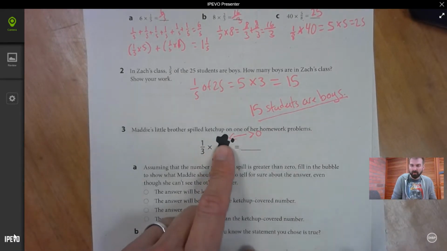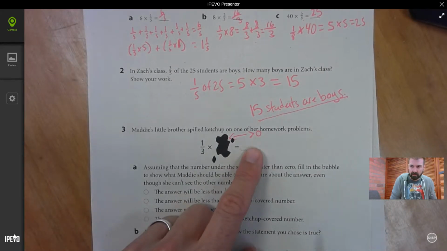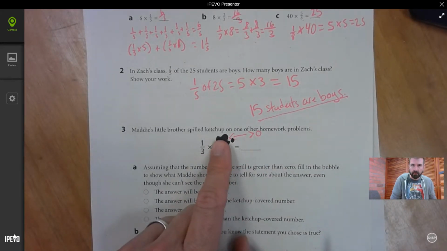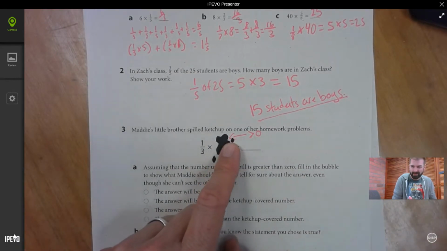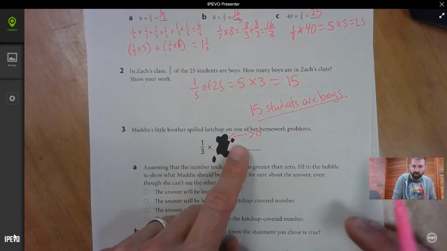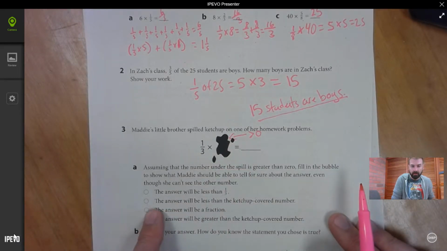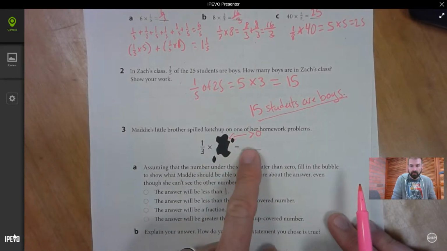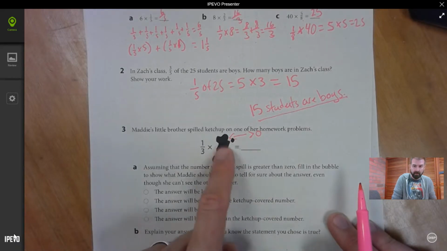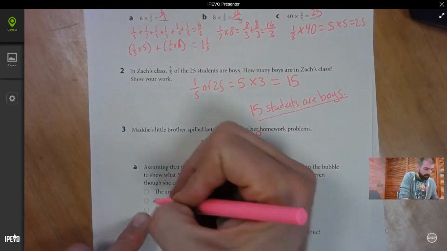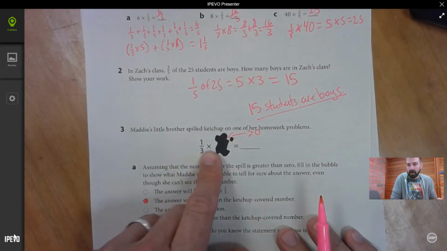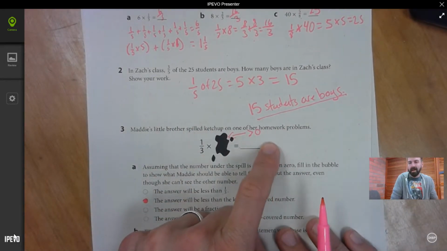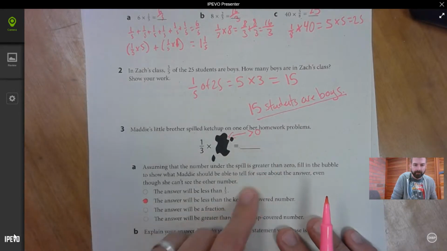What if I did like 1/3 of a third? That's less. That's like a ninth. Let's try a big number. 1/3 of 100. That would be like 30. So yeah, I think that any answer is going to be less than the number under here. And the reason is that when I multiply by fractions, my answer is going to be less. Okay, so that's what it's testing me on.